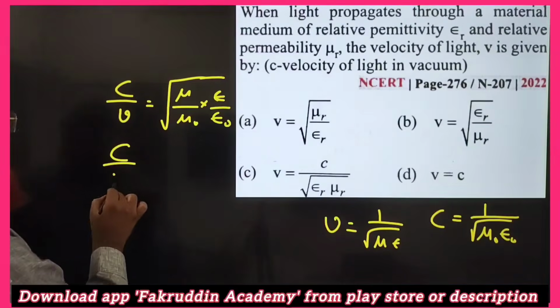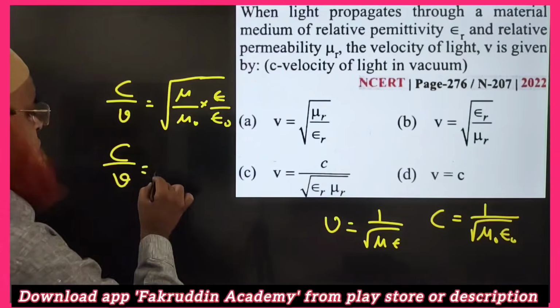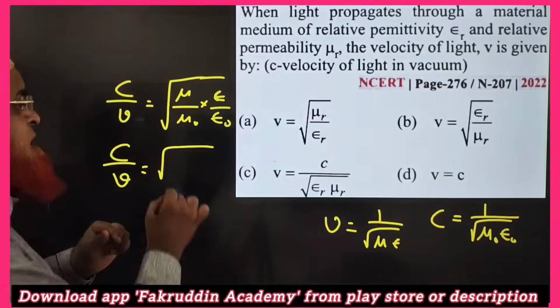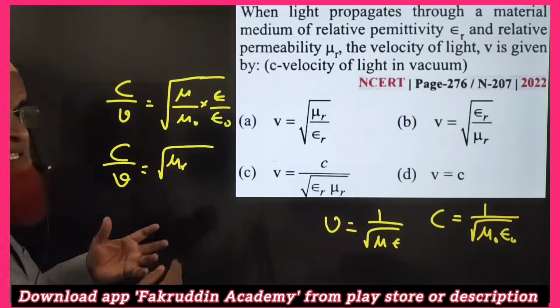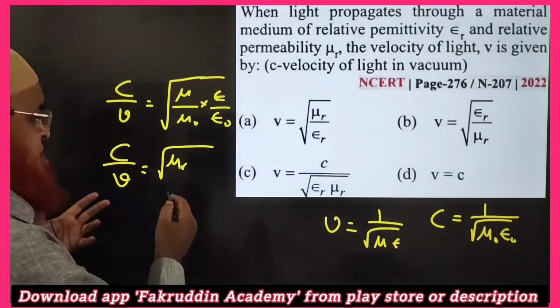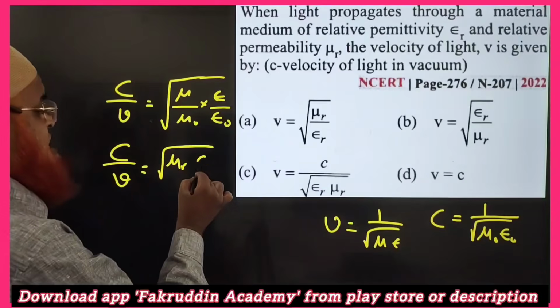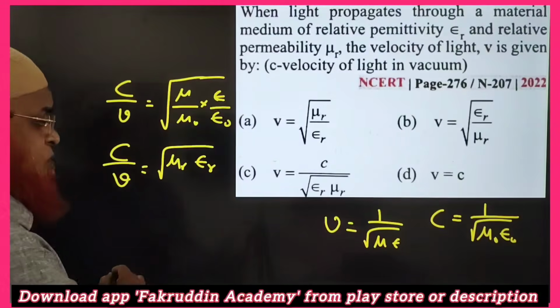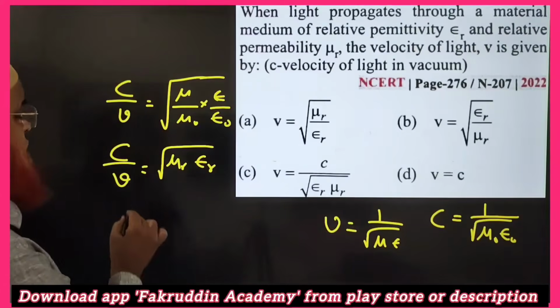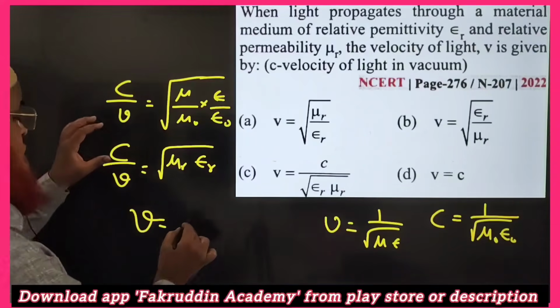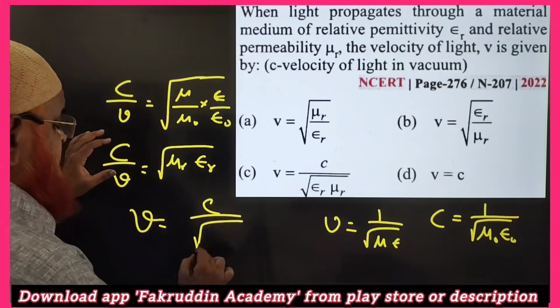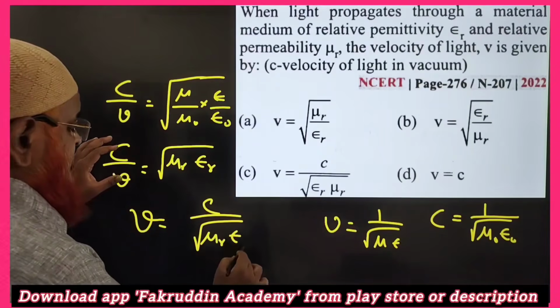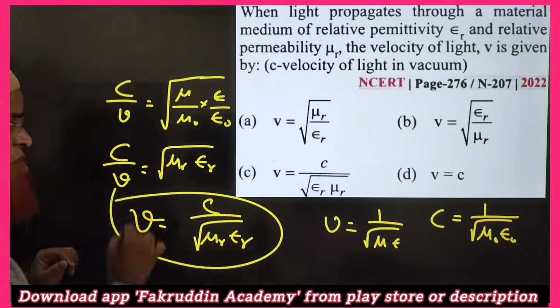With this, it is clear that mu by mu naught can be taken as mu r, which is called relative permeability, and epsilon by epsilon naught is taken as epsilon r. You all know about this, but he's asking us to find out V. So V is equal to C divided by square root of mu r epsilon r. This is going to be our solution.